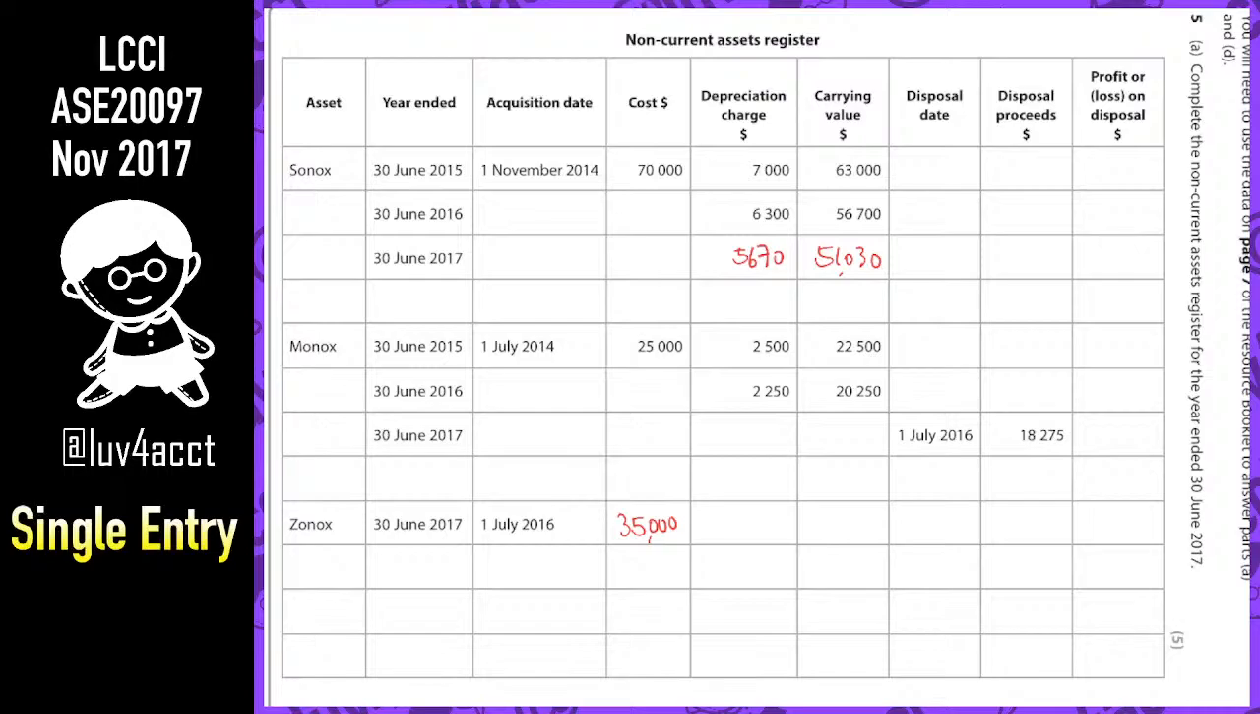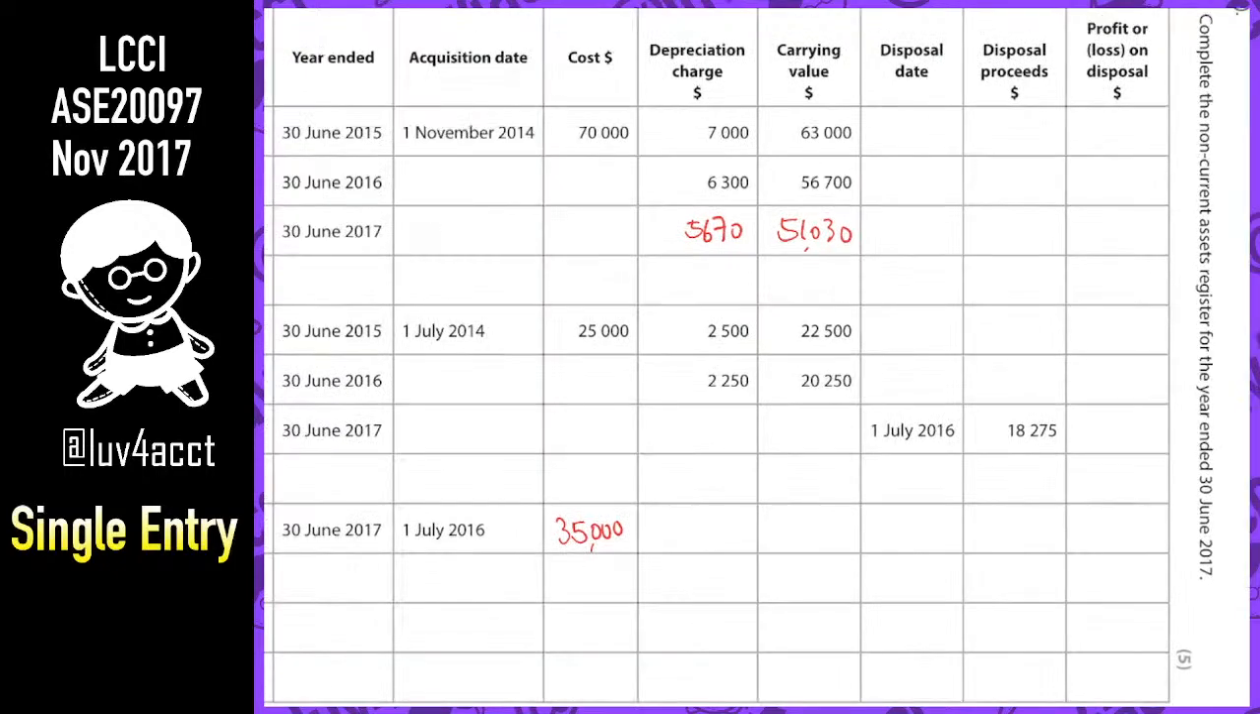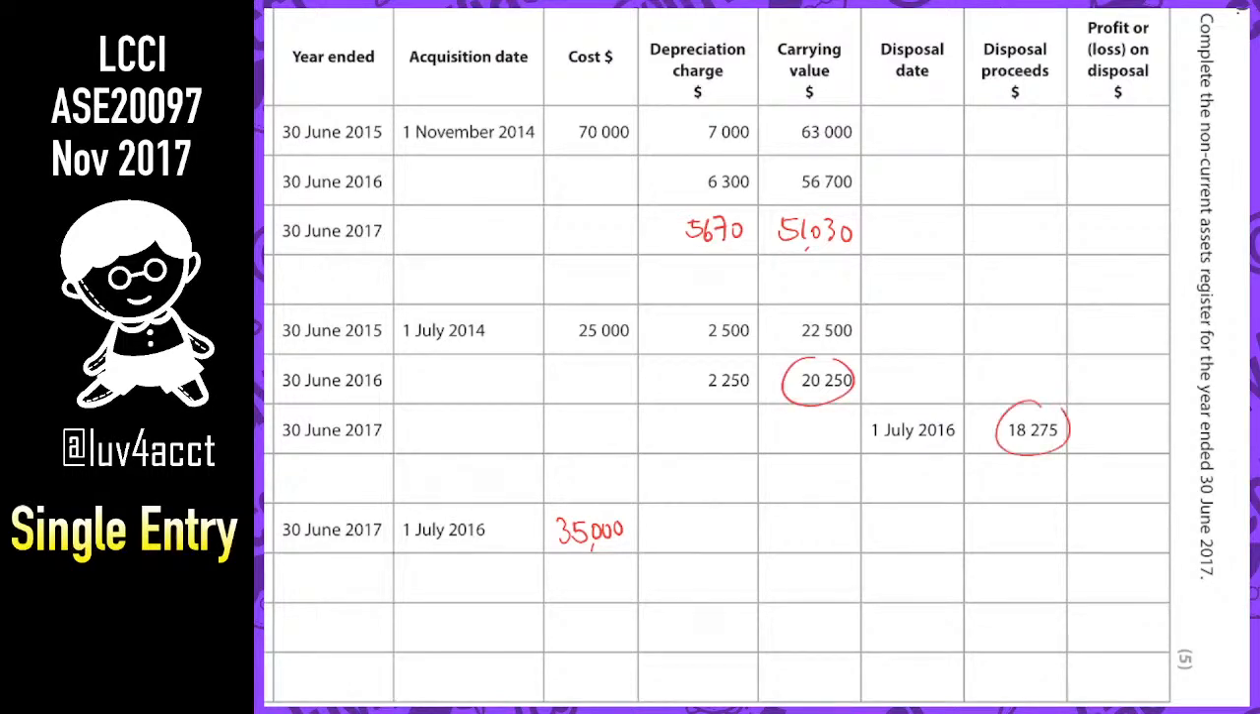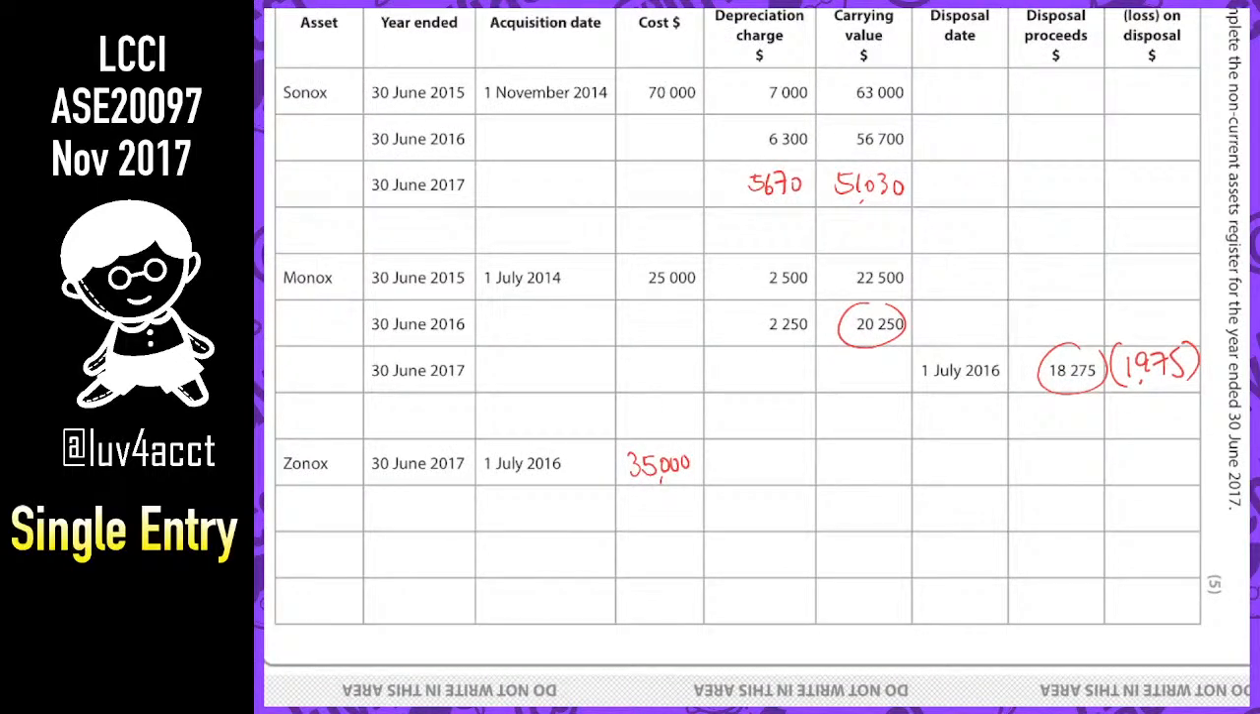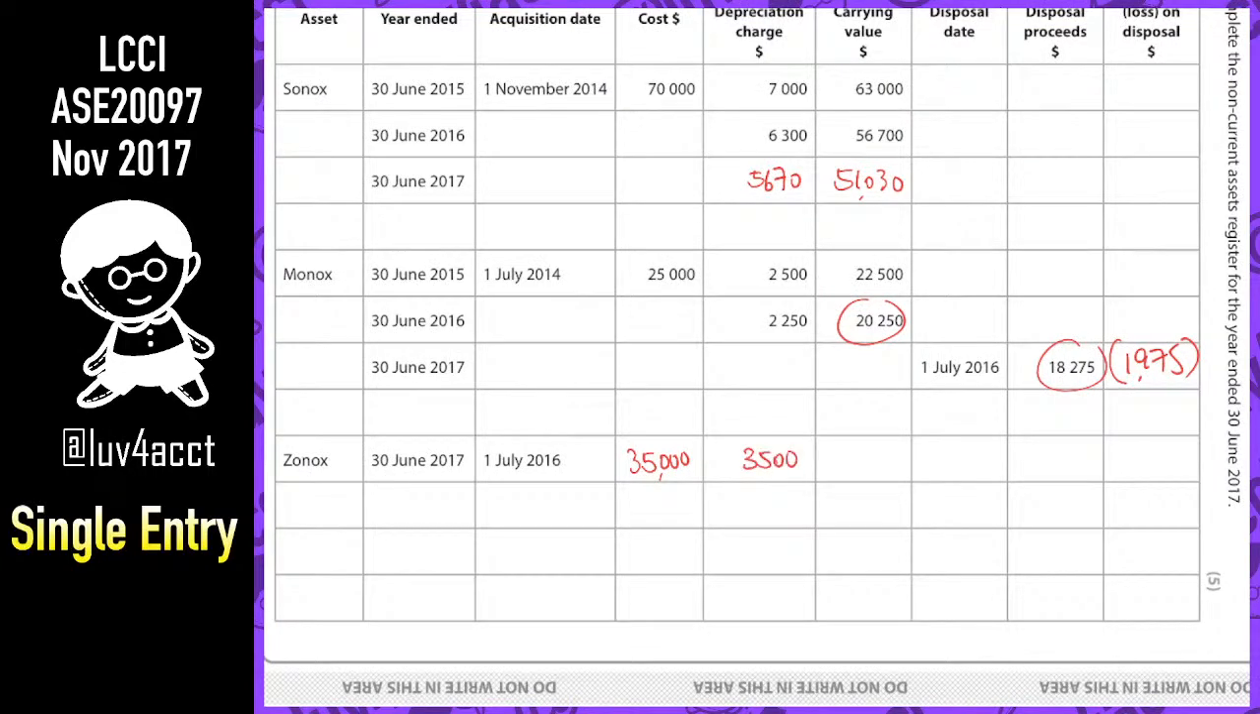So how about the next one? It is sold on the 30th of June. Given to you the proceeds here, the disposal gain or loss. We compare this one with this one. So it is 18275 minus 20250. We have 1975 disposal loss. Next, we have 10% reducing balance method on 35,000. So 3,500, and then 31500.